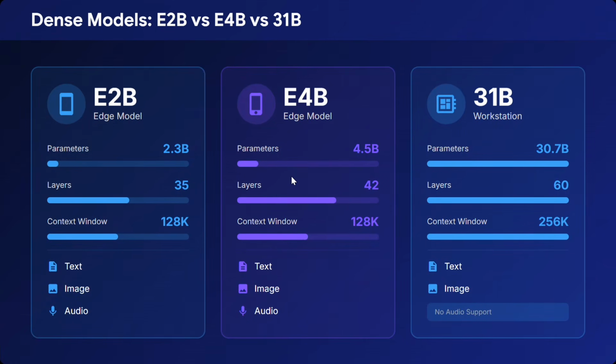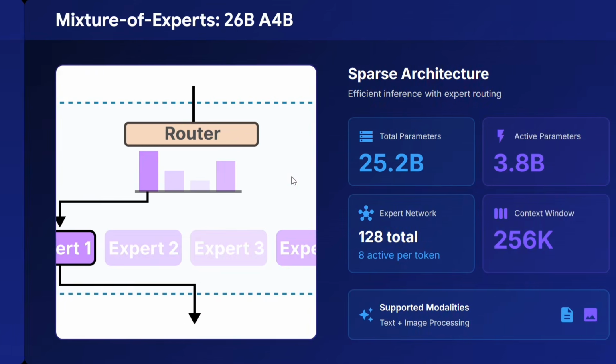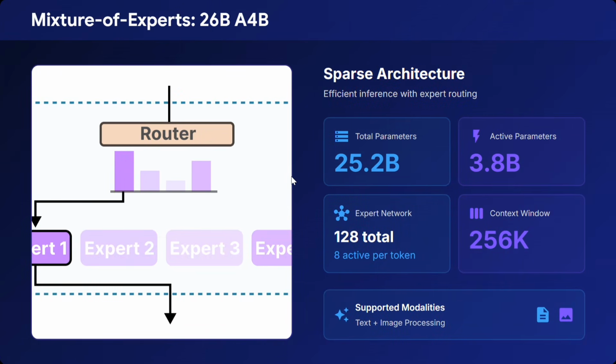Dense models, I think E2B versus E4B versus 31B. If you can see that, the number of layers, context window, and support are very different. 31B is majorly for workstations. The parameter size is quite huge, 30.7B. So I think that on a consumer grade GPU, it's very difficult to run this model. Mixture of experts: the only model which comes with the MoE architecture is 26B A4B, which has 25 billion total parameters, and 3.8 billion active. The expert network has 120 total and the context is quite huge. It also doesn't support video and audio. Do remember that.